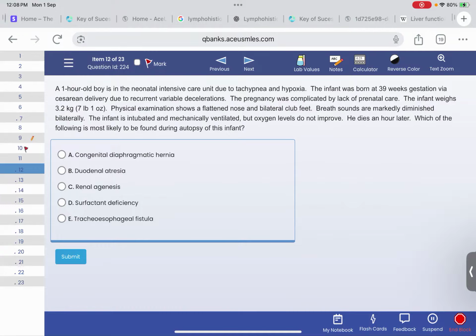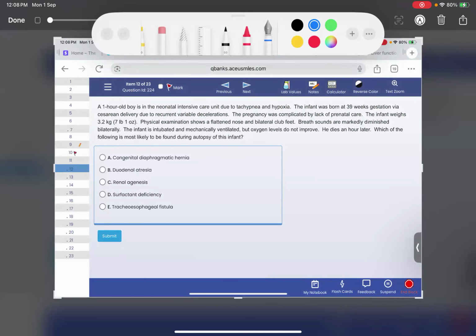This question, anyone please? Which of the following is most likely to be found during autopsy of the patient? A 1 hour old boy is in the neonatal intensive care unit due to tachypnea and hypoxia. The infant was born at 39 weeks via C-section due to recurrent variable deceleration. Pregnancy was complicated by lack of prenatal care. Infant weighs 3.2 kg. Physical examination shows a flattened nose and bilateral club feet. Breath sounds are markedly diminished bilaterally. The infant is intubated and mechanically ventilated, but oxygen levels do not improve. He dies. What's the autopsy finding?